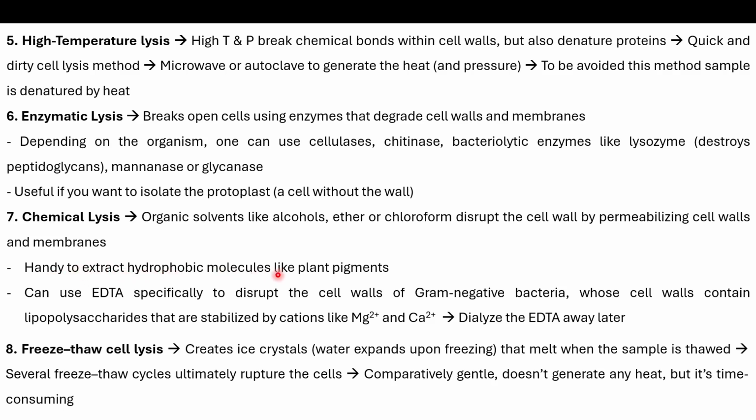This is handy to extract hydrophobic molecules also, in the case of plant pigments. Also, there's ethylenediaminetetraacetic acid, or EDTA, which is a chelating agent. Basically, it chelates away divalent ions, mainly divalent cations like magnesium, Mg2+, and Ca2+. So EDTA can also be used to disrupt the cell walls of gram-negative bacteria. Sometimes the chains of the cell wall components are held together by these divalent cations. So if one uses EDTA, it will chelate the Mg2+ or Ca2+ and disrupt the cell wall integrity.